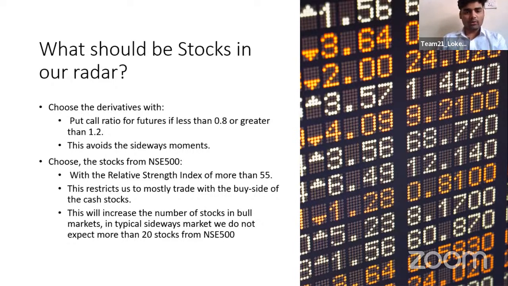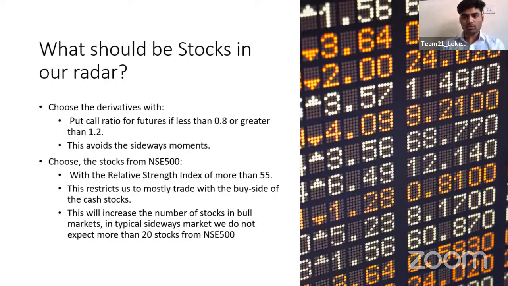So to avoid these particular movements, we are just taking the trades if the put call ratio is less than 0.8 or greater than 1.2. Second, in the cash market, if RSI is more than 55. Generally, if RSI is more than 50 it's bullish, but 55 is also a Fibonacci number and many other strategies use 55 as a more generic number, so I've gone with that. If RSI is more than 55, then only that stock will be covered.